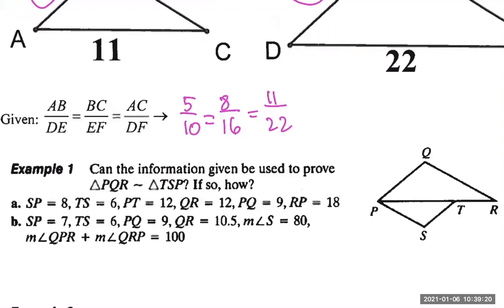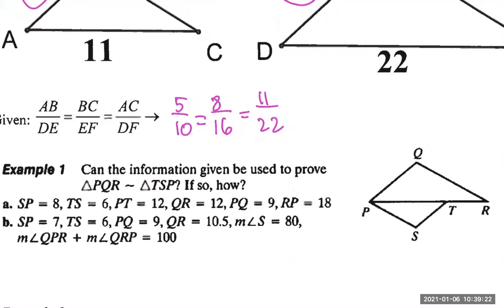Okay, so I'm going to mark off what's given to me for a minute. So SP is 8, TS is 6, and PT is 12. So this is 12. I'm going to switch colors and then mark off the other diagram. QR is 12, PQ is 9, and RP is 18.